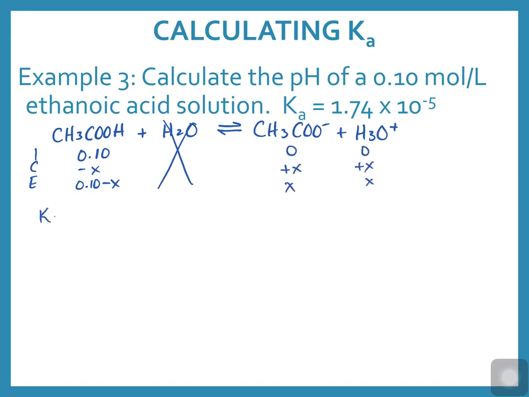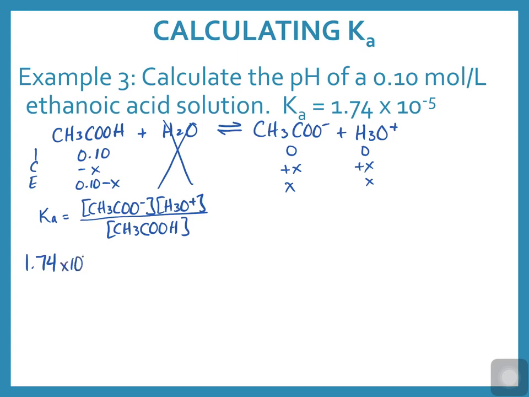Okay, and Ka is equal to CH3COO minus times H3O plus all over concentration of CH3COOH. And I know that my Ka is equal to 1.74 times 10 to the negative 5. And then I have x times x, or x squared, all over 0.10 minus x.